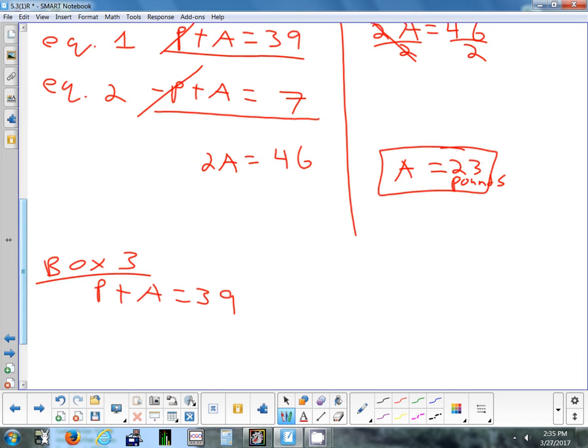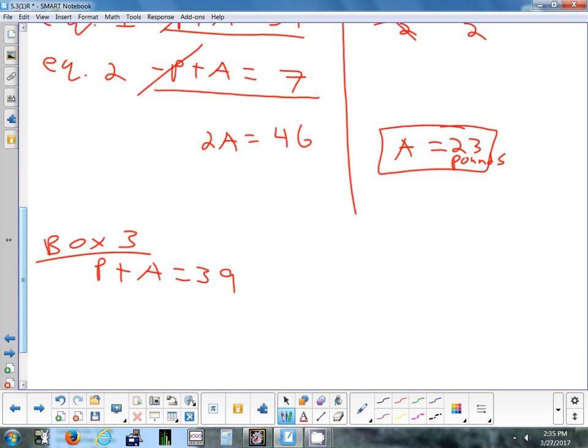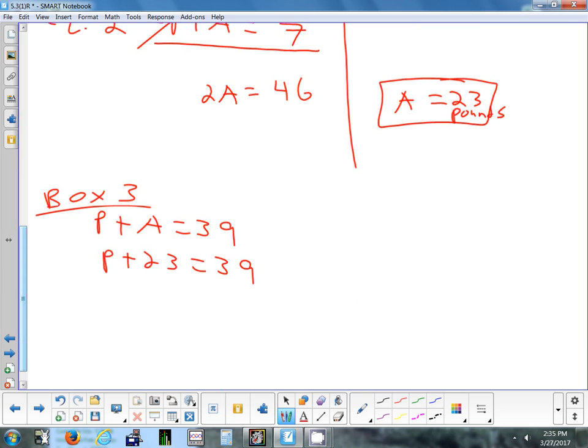What letter do I already know? A. How much does package A weigh? Yeah, it weighs 23 pounds. What's going to be nice about solving this one, nicer than the last couple? There's no multiplication, right? It's just a 1 in front of the P. So we're going to do one step and we're done. What's my last step? How much does the package we call package P weigh? 16 pounds.